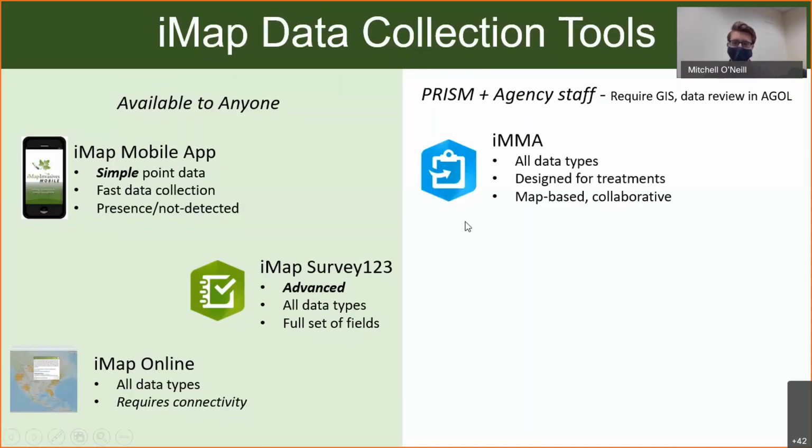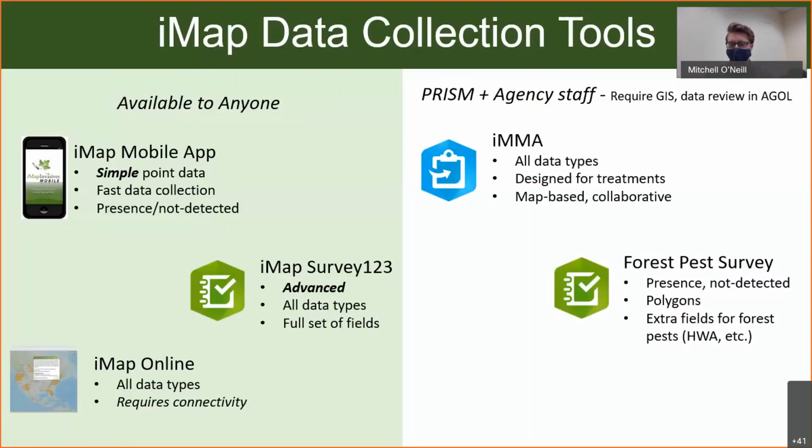So very briefly, we have iMap Mobile Advanced, which is designed for all data types, particularly with treatments in mind. And this is a map-based collaborative app, so you can go out with a team and all attach records to the same searched area. We also have the Forest Pest Survey, which has some extra fields for forest pests like hemlock woolly adelgid.